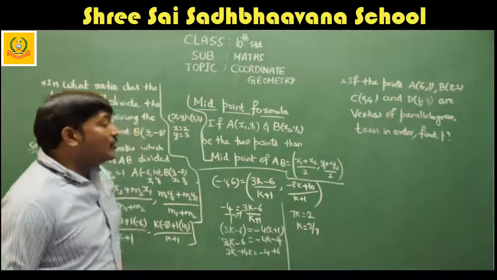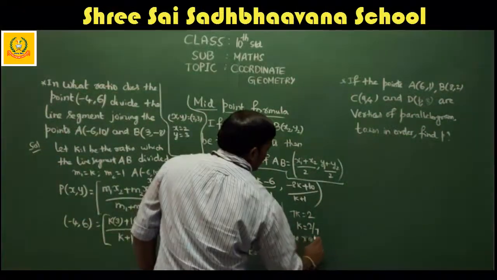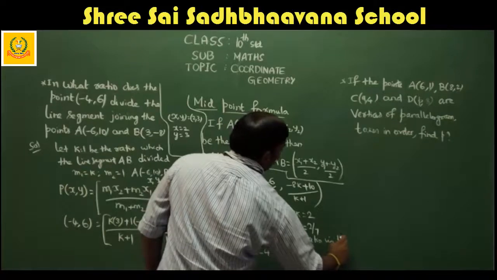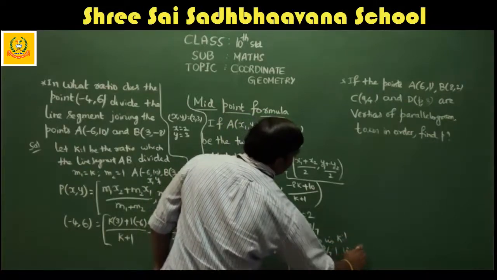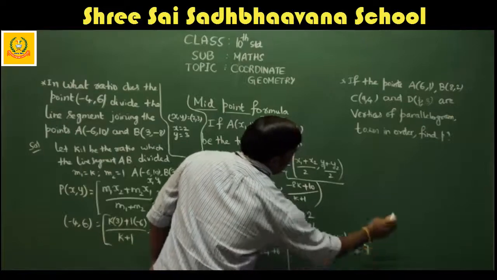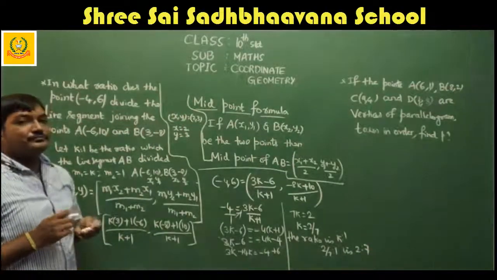So what is the ratio we have to get? The ratio is k is to 1. We have taken 2 by 7 is to 1, which is 2 is to 7. So the answer is 2 is to 7.